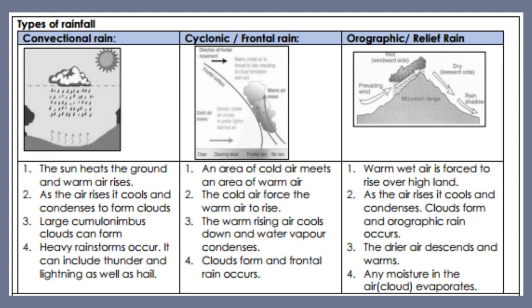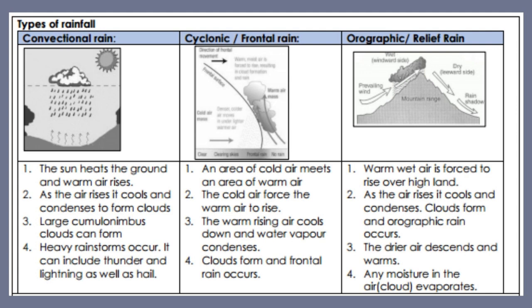1. An area of cold air meets an area of warm air. 2. The cold air forces the warm air to rise. 3. The warm rising air cools down and water vapor condenses. 4. Clouds form and frontal rain occurs.